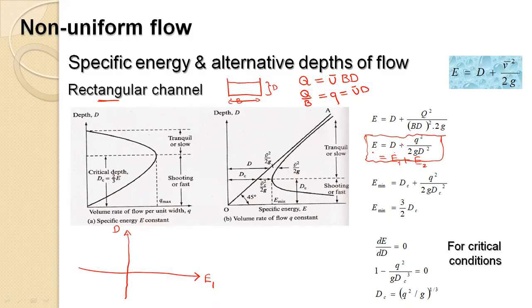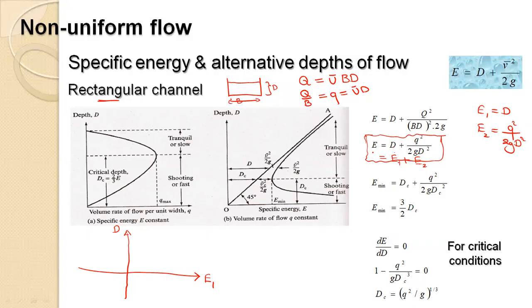E1 is D, no? E1 now is D. E2 is Q squared divided by 2G T squared. What is E1 versus D? I need an answer. How would it look like?